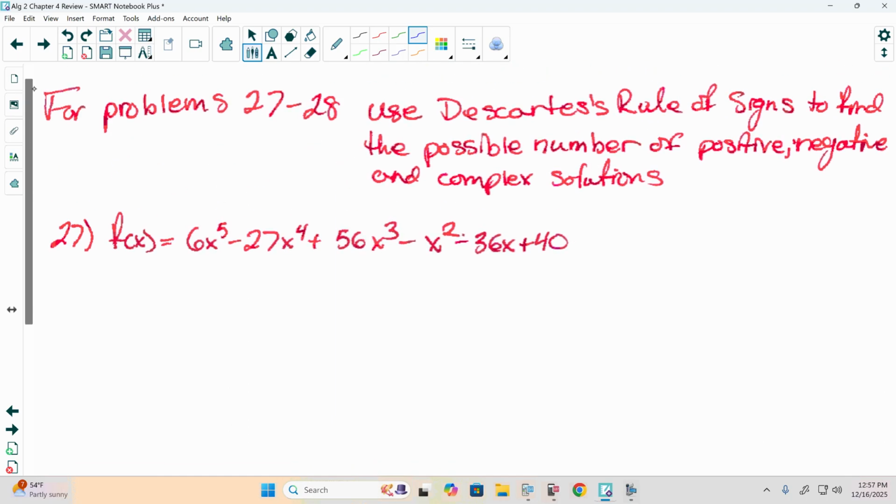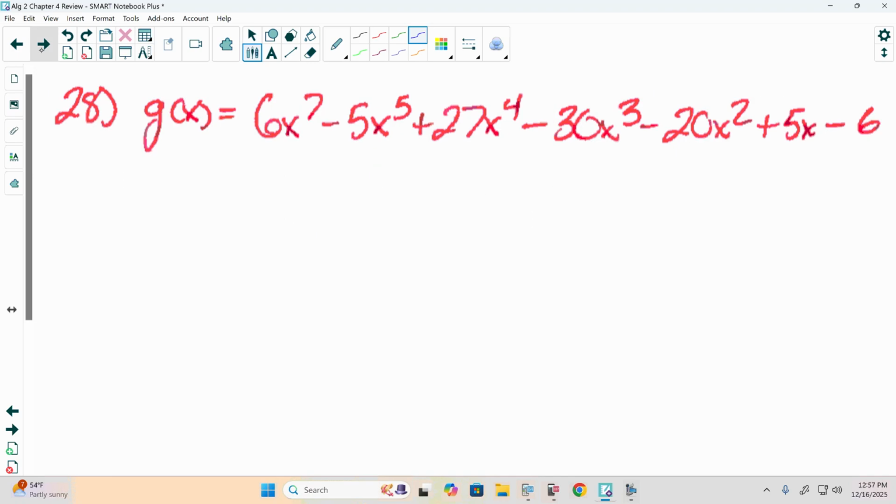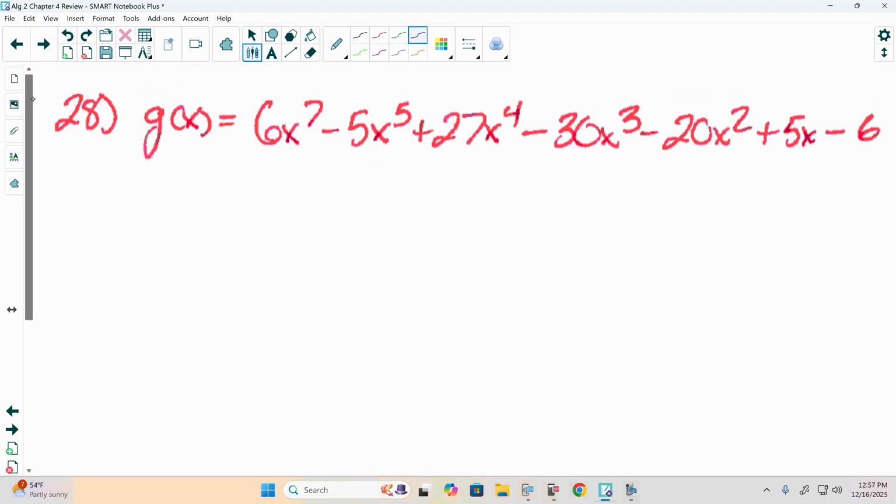Descartes' rule of signs. We want to use this to find the number of possible positive, negative, and complex zeros. We're going to look at number 28 for this one here. Now, to find the possible number of positive zeros, we have to count the number of sign changes of the function itself.